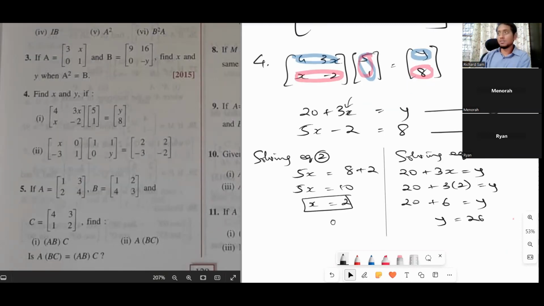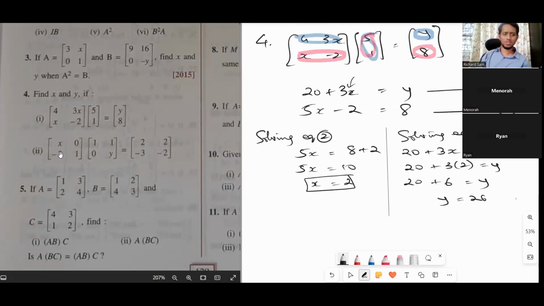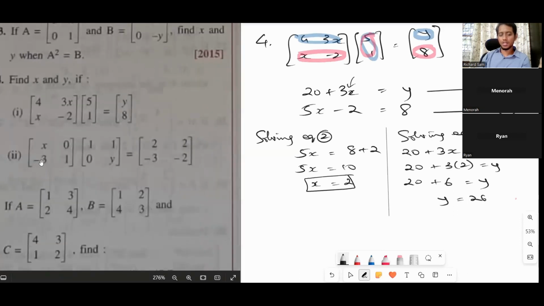Okay, now the second part, do that as homework, same like this. Okay, so first row into first column will give you 2. First row into second column will give you this 2. Then second row into first column will give you minus 3. Then second row into second column will give you minus 2. Okay, so 4 answers, 4 equations.